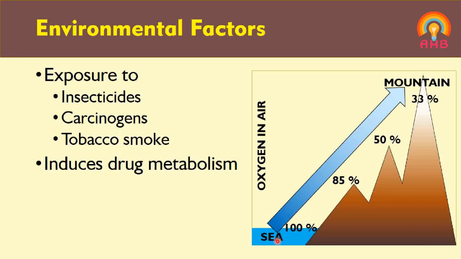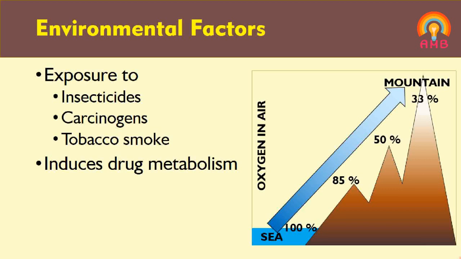Here you can see that at sea level, if oxygen percentage in air is considered as 100, then as we move upwards towards the mountain areas, it is reducing to about 33%. So that much reduction can take place in the oxygen level in the air. This reduction in the oxygen level in air reduces the capacity of the body to oxidize or metabolize drug at high altitude. So it may produce drug toxicity.